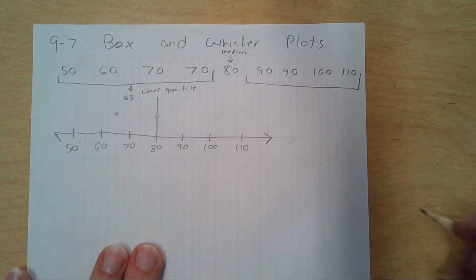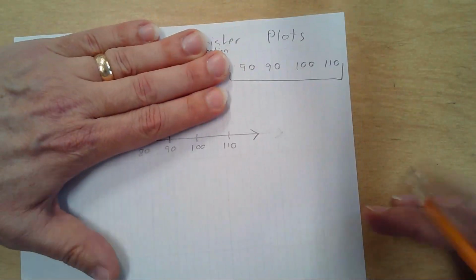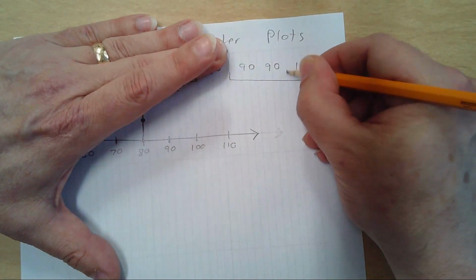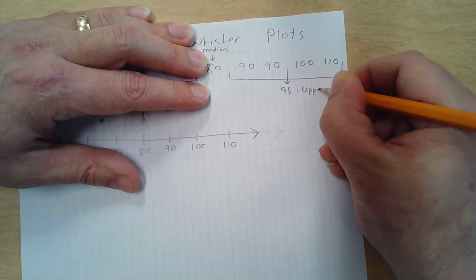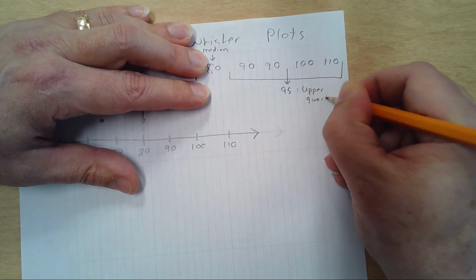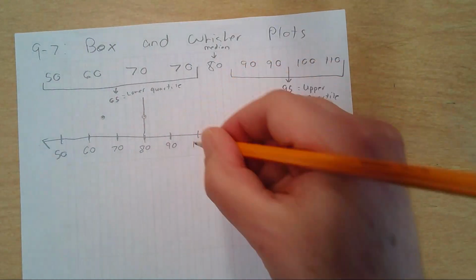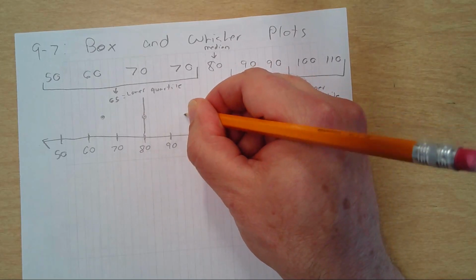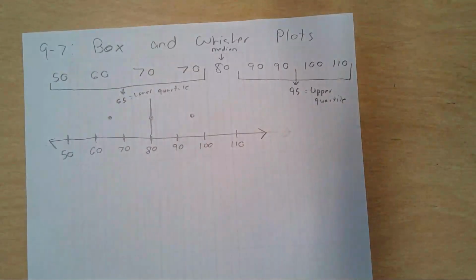And same thing over here, my median of these 4 things, again, even number, is going to be right here, it'd be 95. That's what we call the upper quartile. So that's my upper quartile right there. So again, I'm going to find 95 and I'm going to make a dot there. Okay. So I got three of my 5 dots.